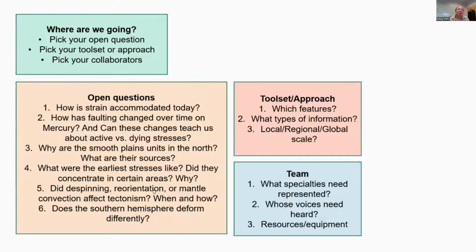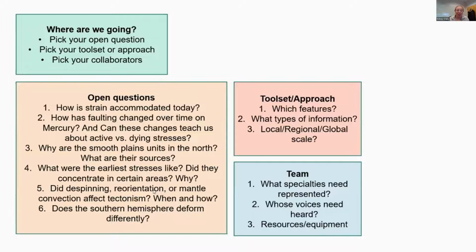Then you pick your tool set or your approach. It's just like Earth geology. Which features are you going to look at? What measurements are you going to take? What data sets do you need? And is the problem that you're addressing local, regional, or global in scale?